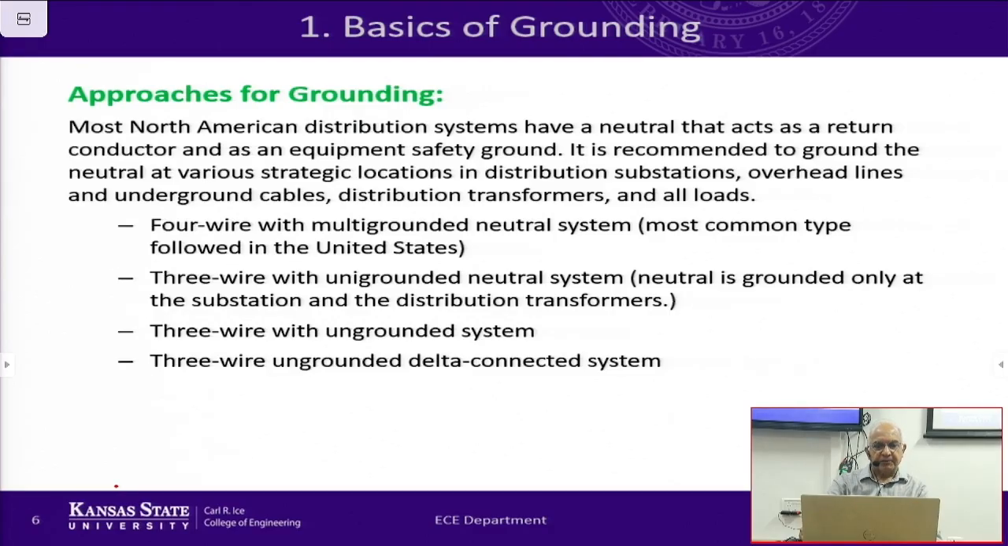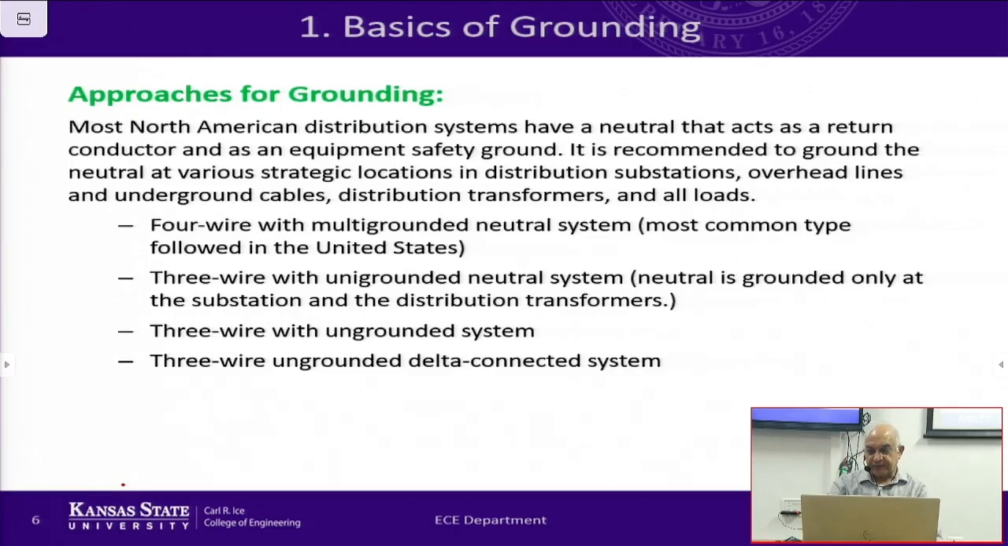So in the US, the distribution systems are typically 4-wire systems. You have 3 phases and 1 neutral, so we call it a 4-wire system. If you don't have a neutral, then it becomes a 3-wire system. As far as the operating conditions are concerned, you can operate as a 4-wire system or 3-wire system, or 3-wire with an ungrounded system, which is not recommended, or a 3-wire ungrounded delta connected system. Delta does not have a neutral, so you cannot even ground it. But in those cases, typically they would have a tertiary transformer and some grounding for the delta connection.